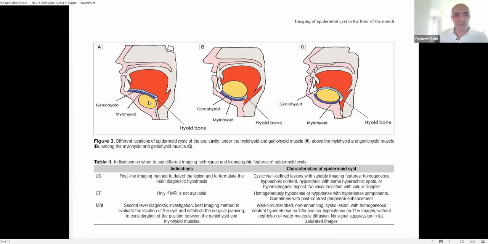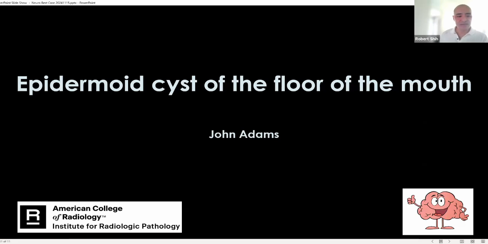You can find them below the mylohyoid, in which case they're really, strictly speaking, not in the oral cavity anymore. They're in the submandibular space. You can find them above both the geniohyoid and mylohyoid. When it's located there, they'll usually take an intraoral approach to excision. And then this is what we see in our case, and also the case from this article. This one is located between the geniohyoid and mylohyoid muscles at the floor of mouth. So this was a nice example with great radiology-pathology correlation of an epidermoid cyst of the floor of the mouth, submitted by Dr. John Adams. Thank you.